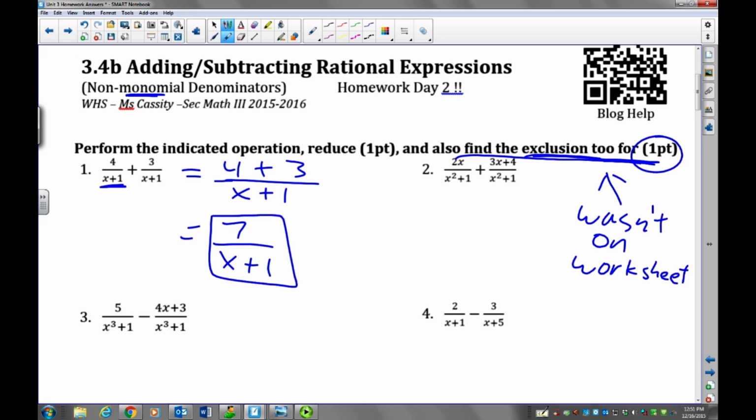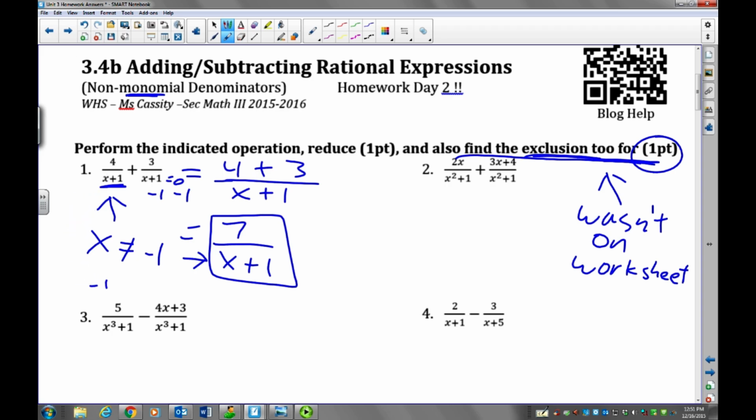Not too hard there. And for the exclusion, we do need to go back and make sure from the original problem there. So the exclusion is x can't equal, so we set the denominator equal to 0, and we subtract 1 from both sides. So x can't equal negative 1, because if it is negative 1, then negative 1 plus 1 is 0, and we can't have 0 in the denominator.